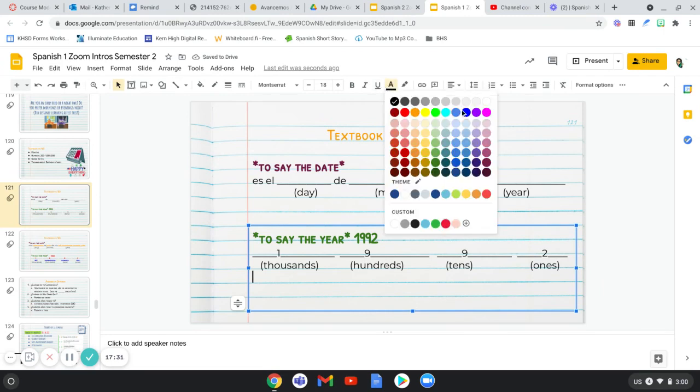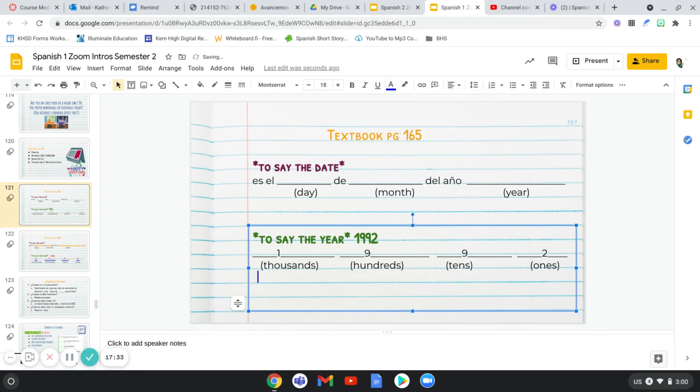How would I say 1992 for my birth year? Let's make that blue again. It would be 1,000, so it's just 1000. It would be 900. My tens place for 90, 90. Y 2, right? You remember how you always put this space holder right here? You always put that Y in between the tens and the ones place. Still happening now. So that's what you would use for my full year, 1992. Always do that for your year.